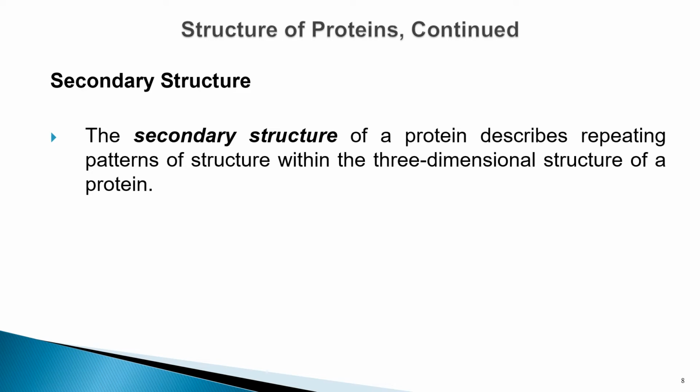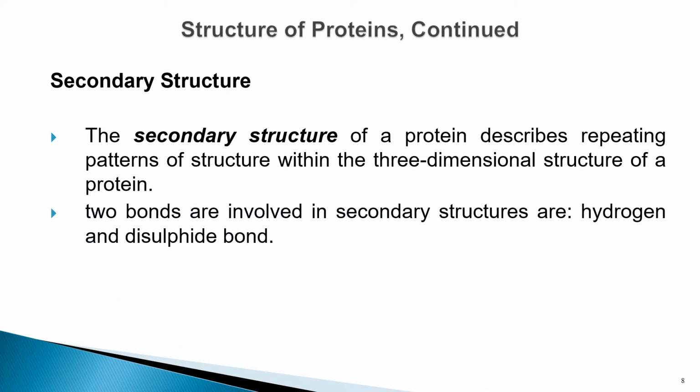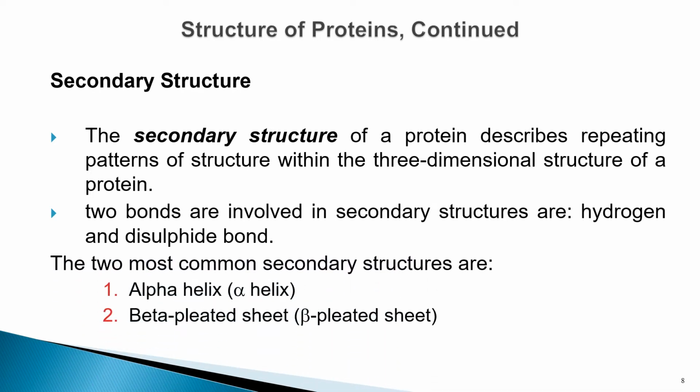Then we have secondary structures. The secondary structure of a protein describes repeating patterns of structure within the 3D structure of the protein. The two bonds involved in secondary structure are hydrogen and disulfide bonds. The two most common secondary structures are the alpha helix and the beta-pleated sheet.